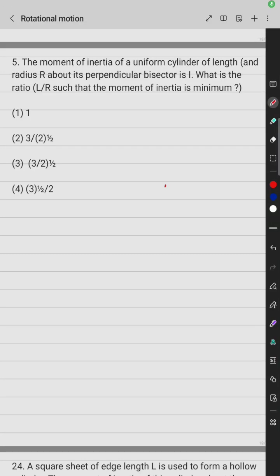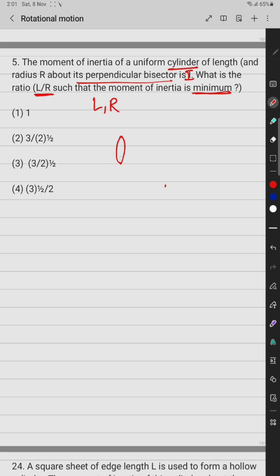In this question, the moment of inertia of a uniform cylinder whose length is L and radius is R, about the perpendicular bisector, is suppose I. What is the minimum value of the ratio L by R? So the moment of inertia will be minimum.